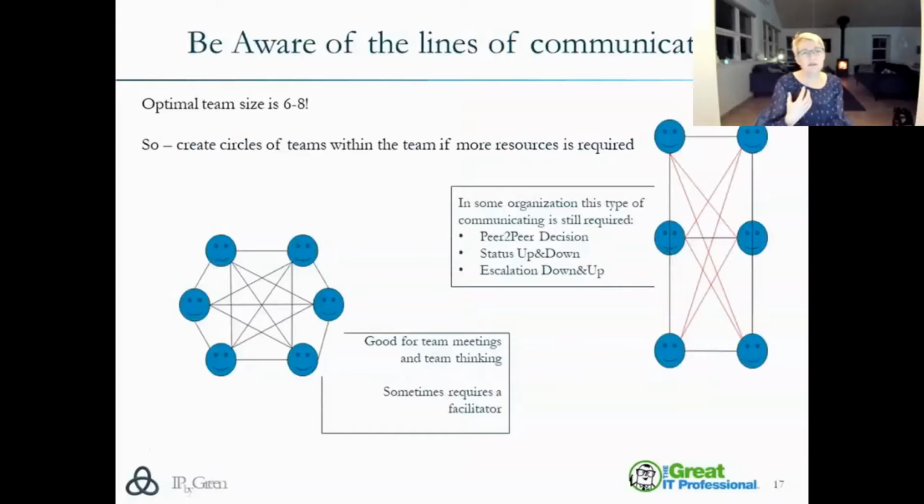The communication line is difficult in the sense that there's one way of communicating when we're talking about the circle of the team, the team that we're working in. We can have team meetings and team thinking, and sometimes we need to make sure that we have a facilitator in order to ensure that everybody is heard. But we also need to bear in mind that a lot of organizations are not agile organizations. They are hierarchical organizations. And we need to be aware that we have these levels of understanding and levels of perspective. And for that reason.